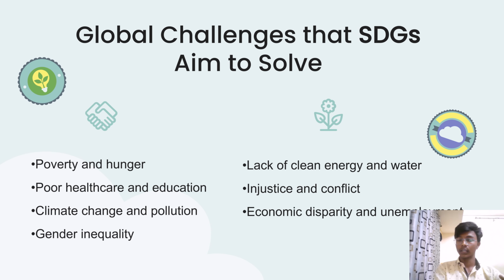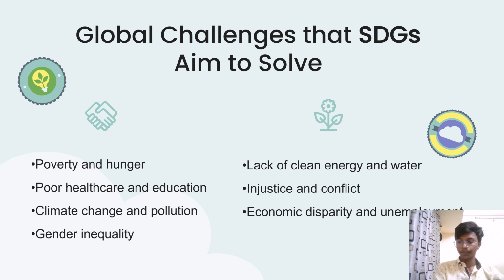And we come to the global challenges that sustainable development goals aim to solve. That means there are 17 sustainable development goals that aim to solve poverty and hunger, which is a regional problem we have in India, poor healthcare and education, and climate change and pollution. You can see more pollution in Delhi, and gender inequality. You can come to know these things, guys. And a lack of clean energy and water. You can see water, we have to reuse water, and clean energy.